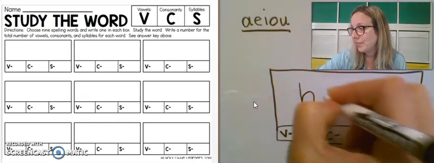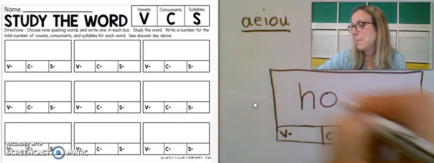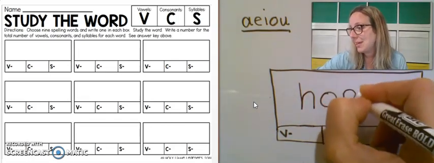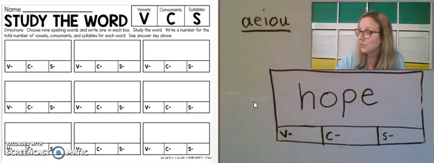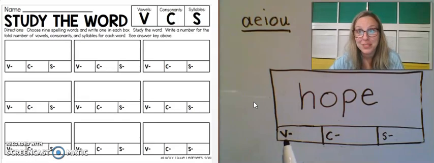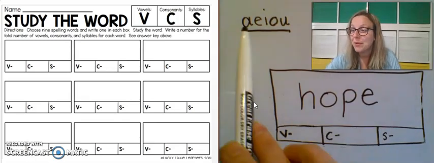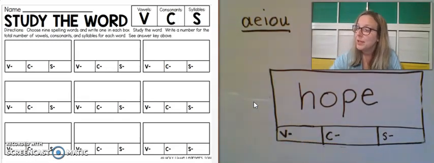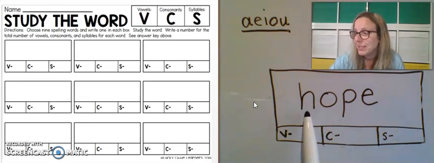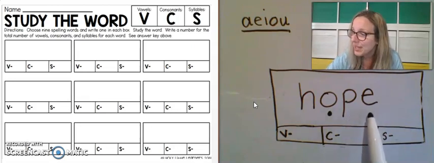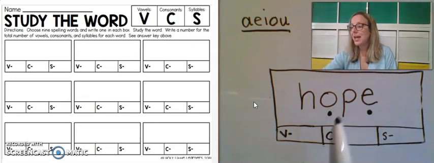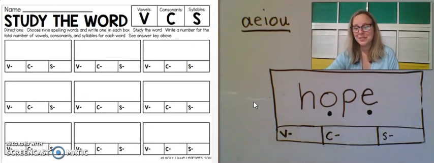H-O-P-E. All right, the first thing I'm looking for are my vowels in the word hope. Remember your vowels, A-E-I-O-U. So let's see. Nope, that's not one. Oh, that's a vowel, so I'll put a dot. P, nope, that's a consonant. Oh, E, there it is. Okay, so I have 1, 2 vowels in the word hope.